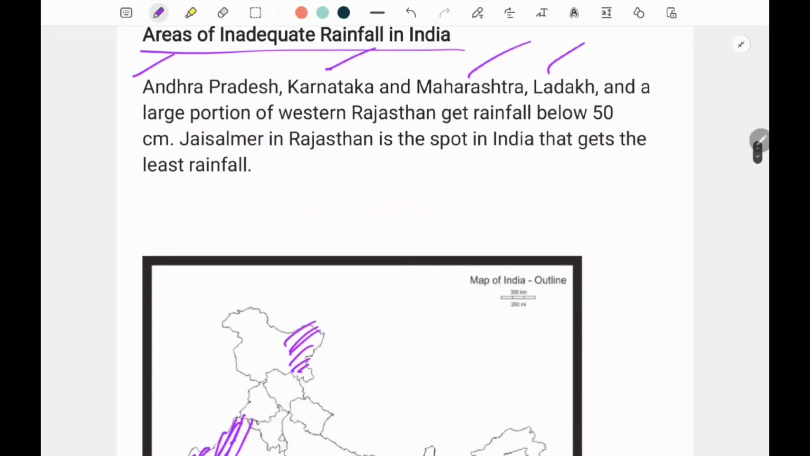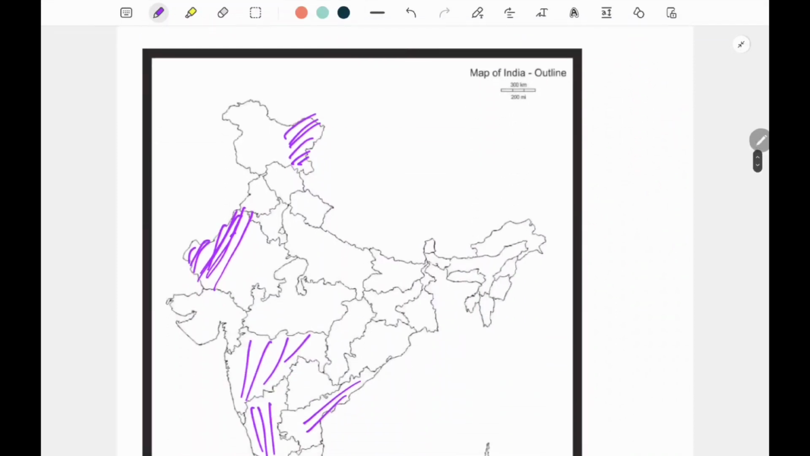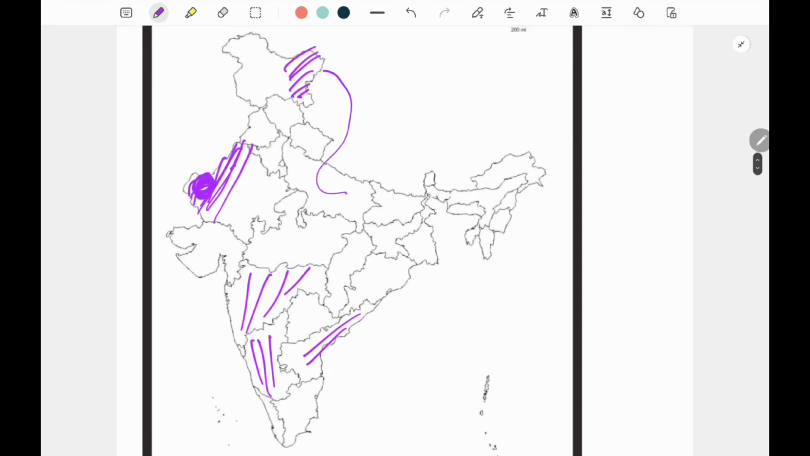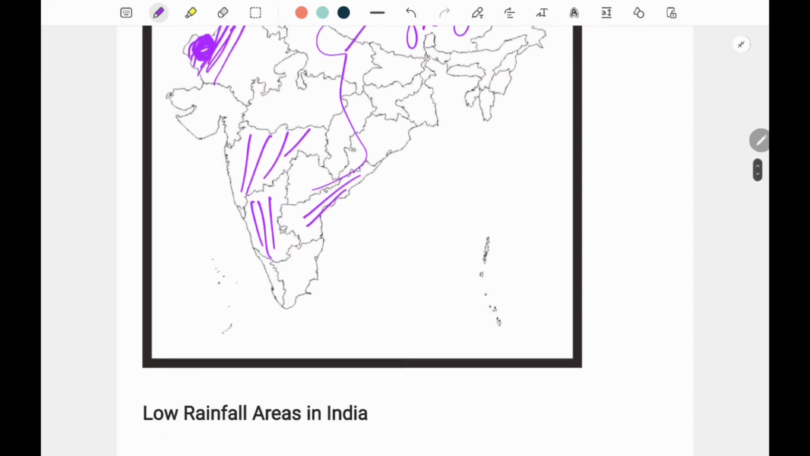Jaisalmer in Rajasthan is the spot in India that gets the least rainfall. So Jaisalmer is somewhere here, which will receive the least rainfall in India. So this map shows the least rainfall. Remember, because UPSC can ask a 10 marker question in the Mains examination GS paper 1. So you should be very much prepared for this, and it is a very small and easy topic to understand.